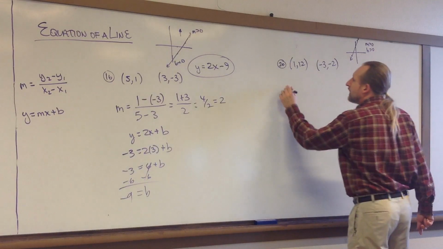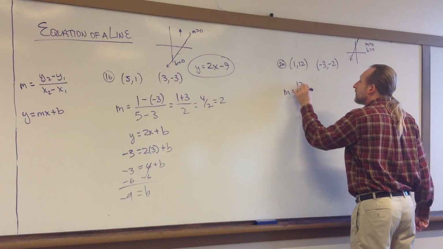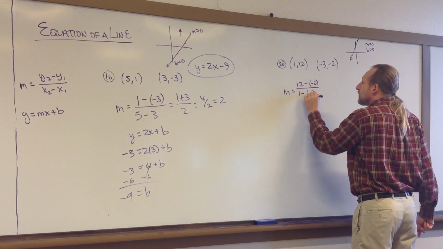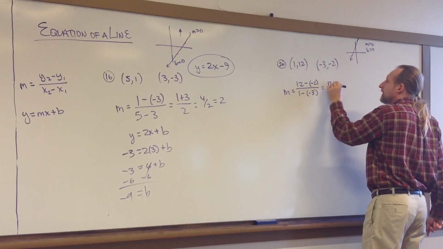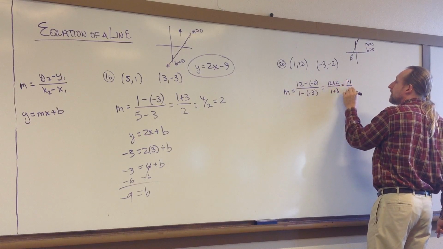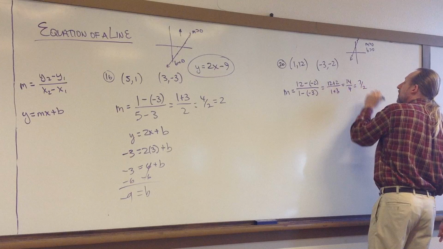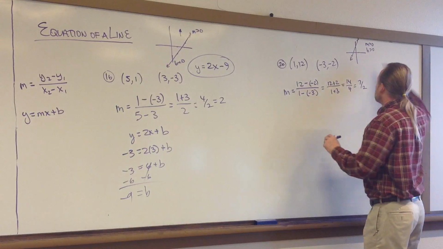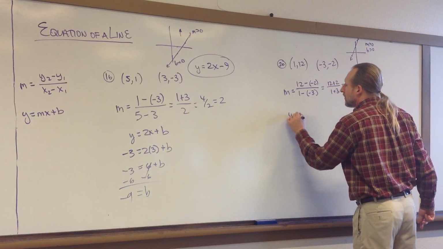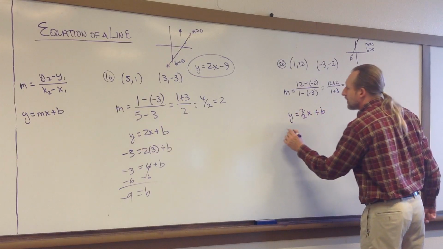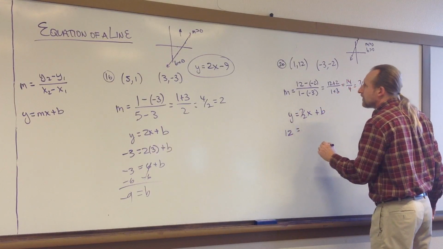Well, let's calculate here. I'll start with the 12 on top, minus negative 2, and then 1 minus negative 3. So this is 14 over 4, or 7 over 2. Okay? That looks reasonable. That is positive, so that's good. 7 over 2x plus b. So let's plug in our values.